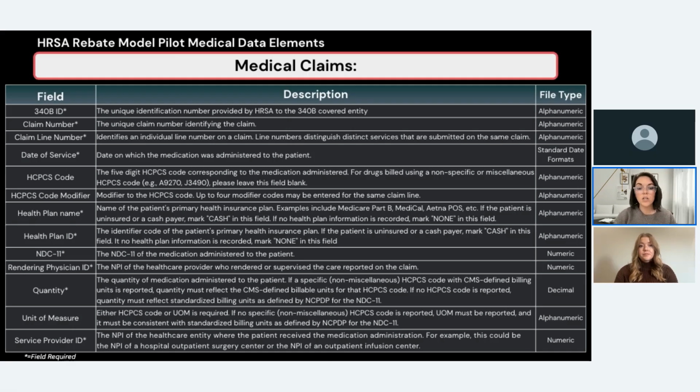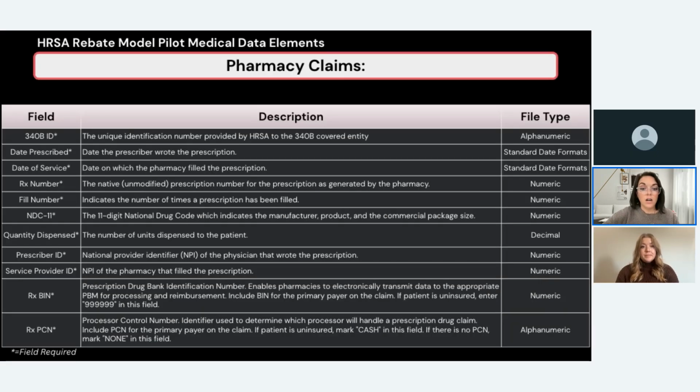Yes, the HCPCS code and the unit of measure. They're not required, there's no asterisk. However, one of them is required. That was a little confusing to me and something we just learned on a previous webinar. So you don't have to have both, but you do have to have one. Just make a note of that as well. Bailey, did you have anything else to add to the medical claims? No, I think you got it.